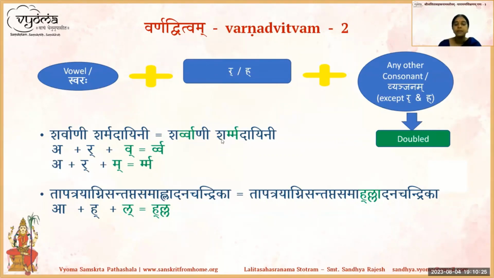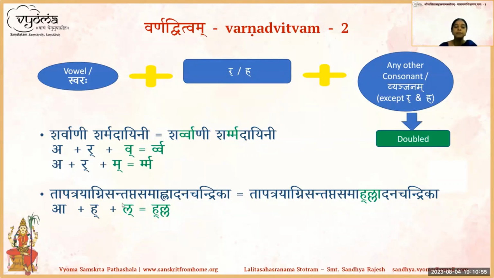If you look at the same line of the same verse, Sharbani, Sharmadayini, we have A, then we have Ra, and we have Ma. So we have Swara, we have Ra, a Vyanjanakshara, and then we have another Vyanjanakshara. And in this case also, the second Vyanjanakshara, which is Ma, is what is getting doubled. Okay. Now let us look at the next example.